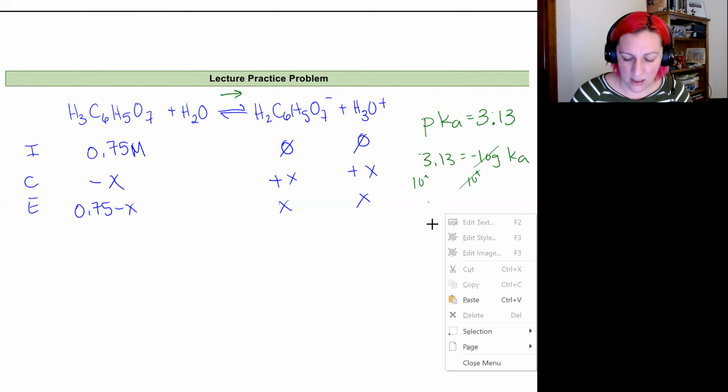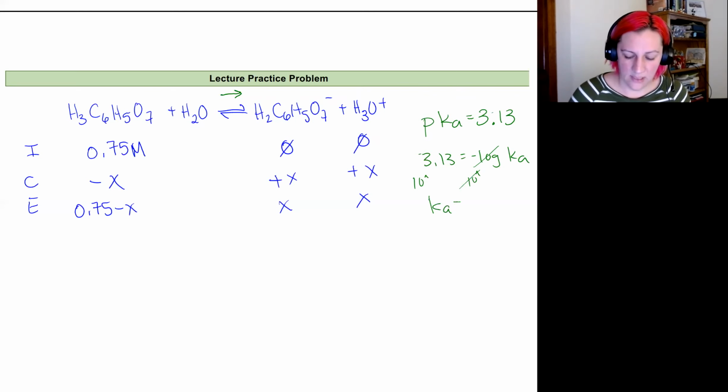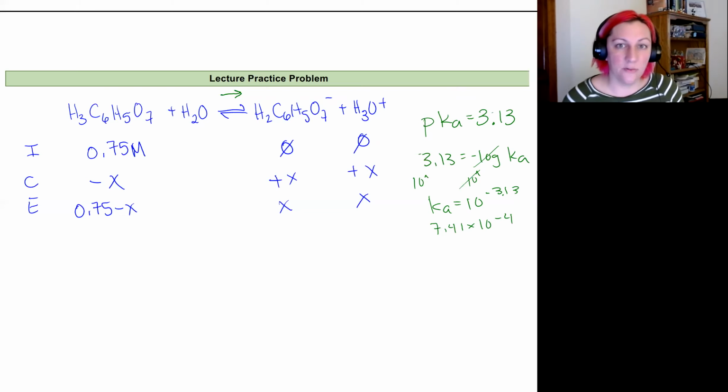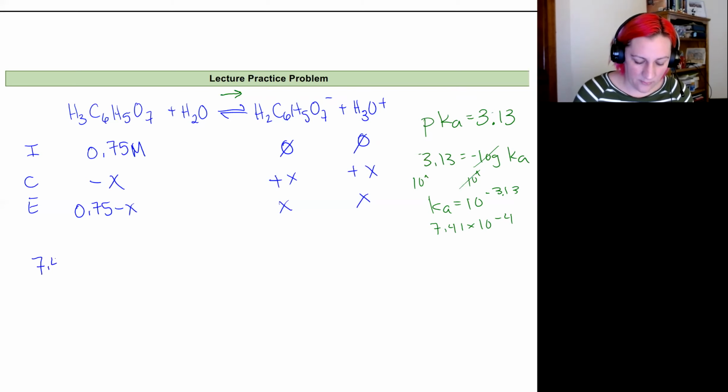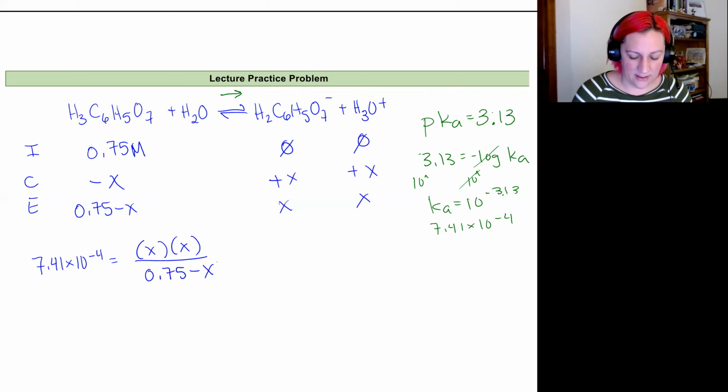So Ka is equal to 10 to the negative 3.13. And I will be able to just plug that into my calculator and I get a value that's 7.41 times 10 to the negative fourth. So I'm going to use that value then to solve for X in my equilibrium for this first step. So I'll have 7.41 times 10 to the negative fourth is equal to X times X divided by 0.75 minus X. So I'm immediately seeing that I'm going to have a quadratic. I have an X squared value and I have something that's just X. So I'll need to use the quadratic equation for this.